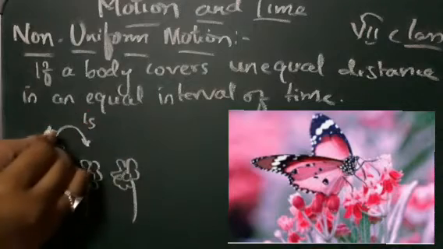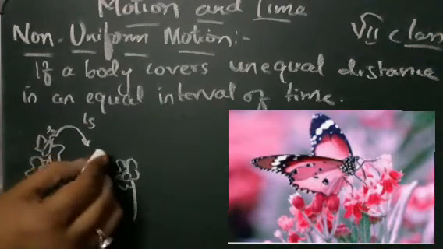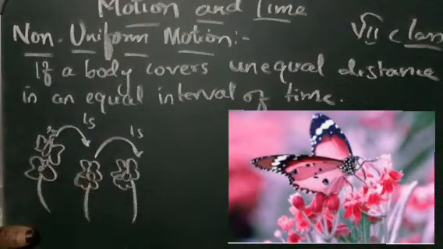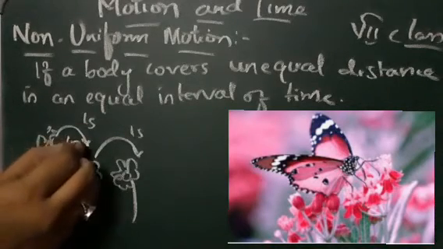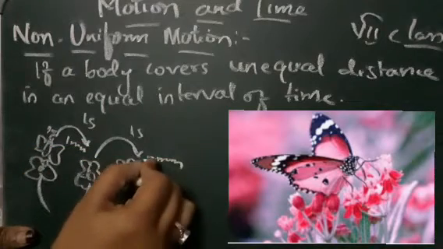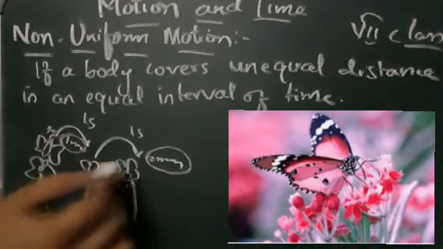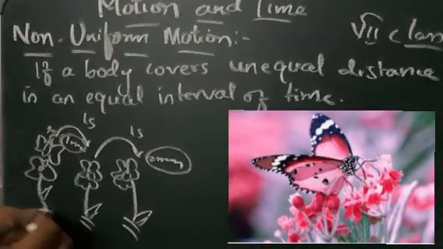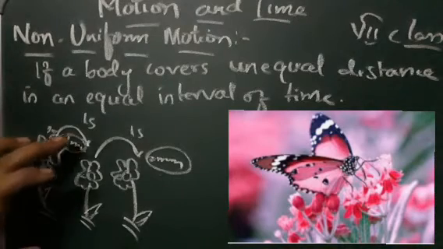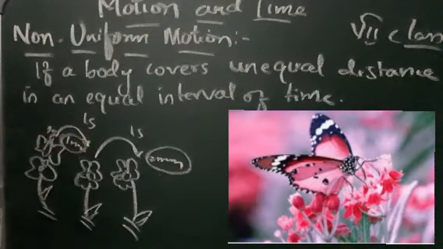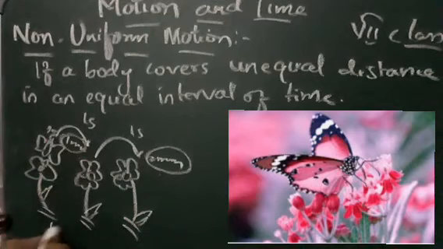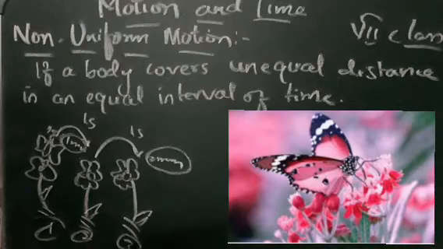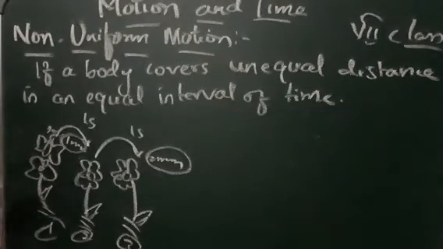It is taking equal time to move. It takes 1 second to move from this flower to this flower, and again 1 second to move to the next, but the distance it travels is different. Suppose here the distance is 1 millimeter and here the distance is 2 millimeters. That means a difference of 1 millimeter has arisen here, right? So the distance traveled by the butterfly in 1 second is different from one flower to another, and then the next.